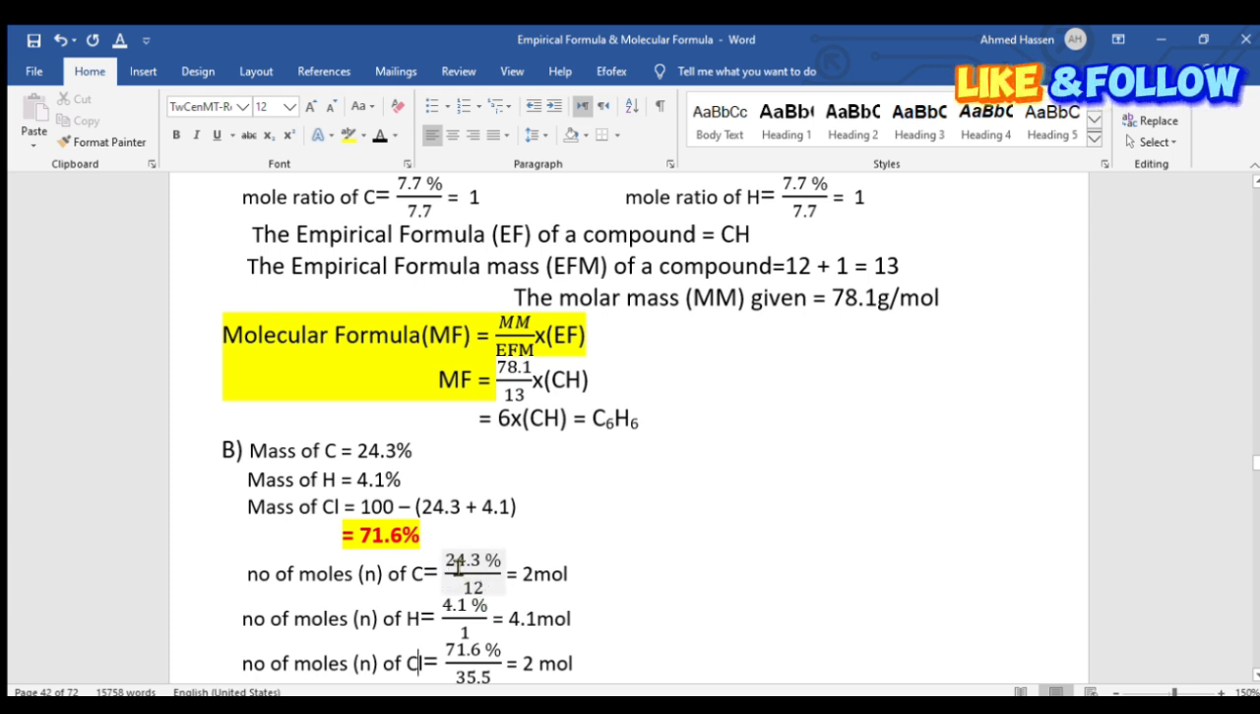This gives us number of moles of carbon 2, and hydrogen is 4.1 because 4.1 divided by the atomic mass of hydrogen, 1, gives us 4.1, and that of chlorine is given mass 71.6 divided by 35.5, the atomic mass of chlorine, which gives us 2. Therefore, the mole ratio will be calculated by dividing by the smallest number of moles, which is 2. 2 by 2 is 1. 4.1 divided by 2 is nearly 2. This 1 by 2 is 1.